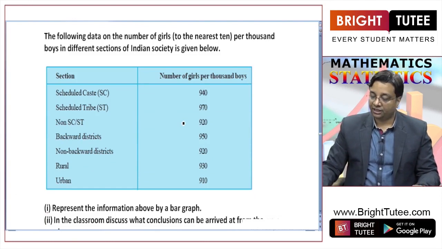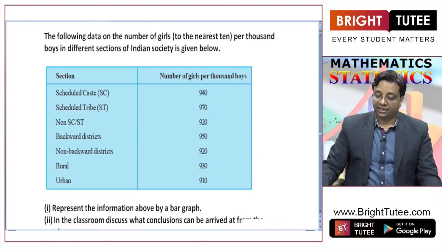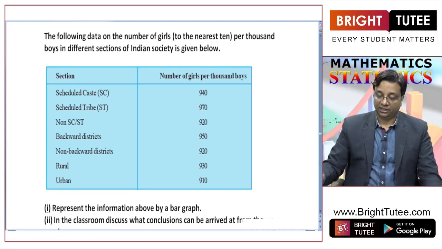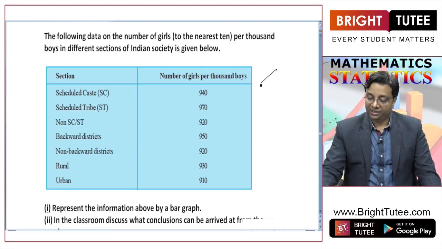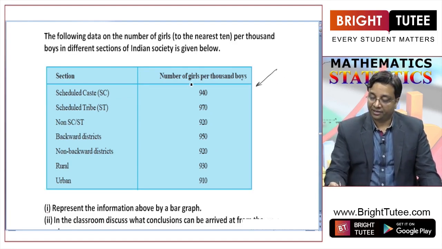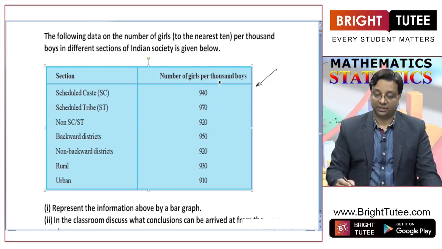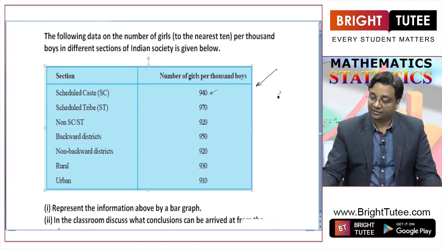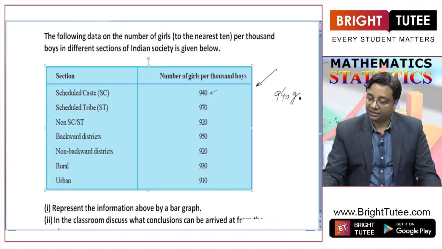Okay, the following data on the number of girls to the nearest 10 per 1000 boys in different sections of Indian society is given below. So this is the female to male sex ratio which is given here. Number of girls per 1000 boys. In scheduled caste categories, there are 940 girls per 1000 boys.